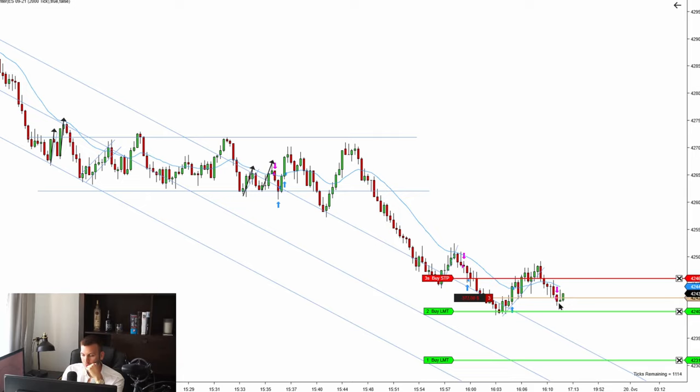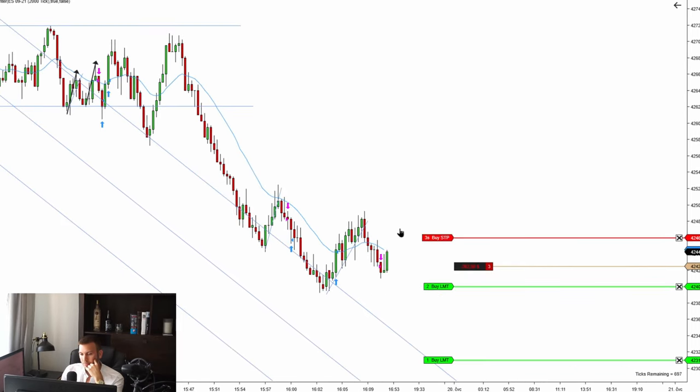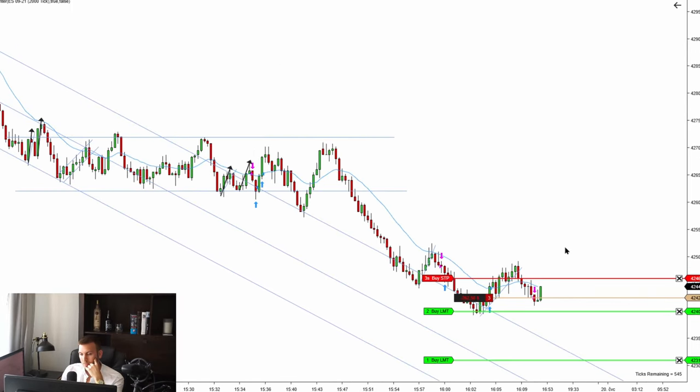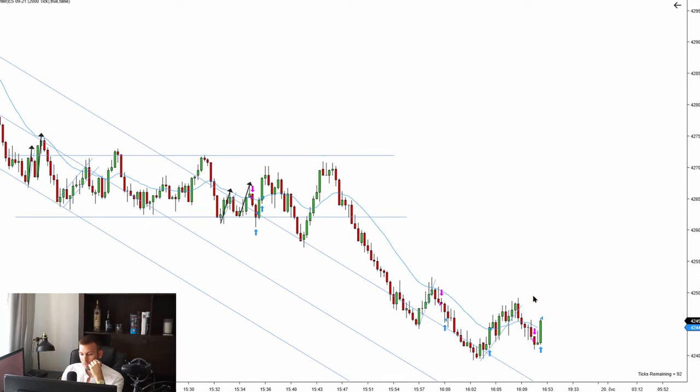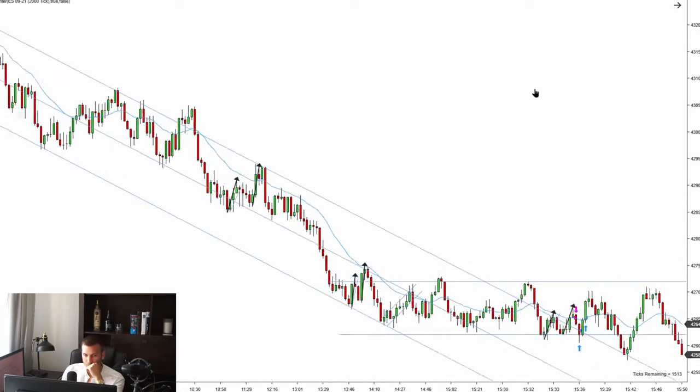We are struggling to close below this bar. We probably got trapped here. Yeah, you probably got trapped. And this is going to be a big loss too. So yeah, we got trapped here.